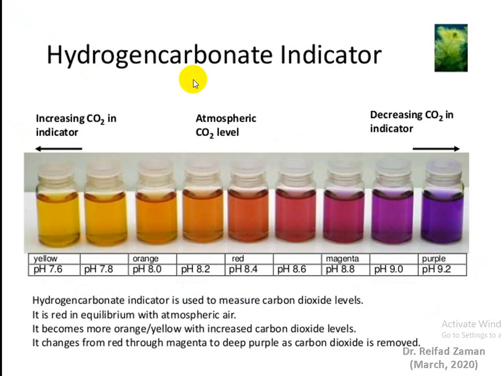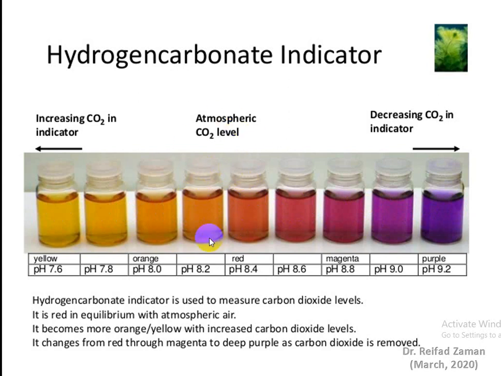Now lime water is not the only indicator to understand the presence of carbon dioxide. There is another very useful indicator that can be used to demonstrate the level of carbon dioxide in air, and that indicator is known as the hydrogen carbonate or bicarbonate indicator. Below in this picture you can see a range of different colors. Now all of them are hydrogen carbonate indicator.